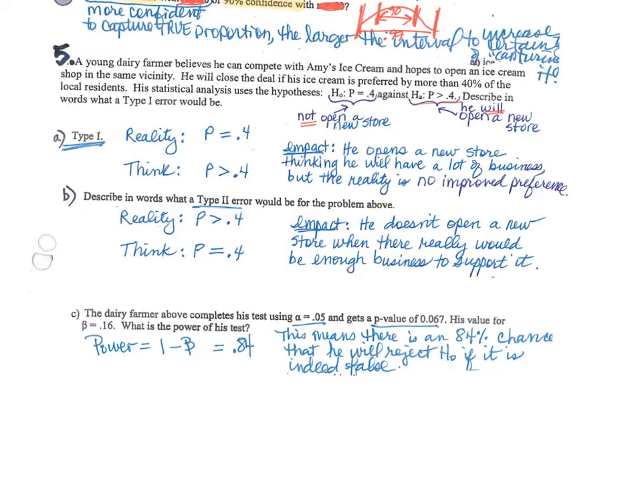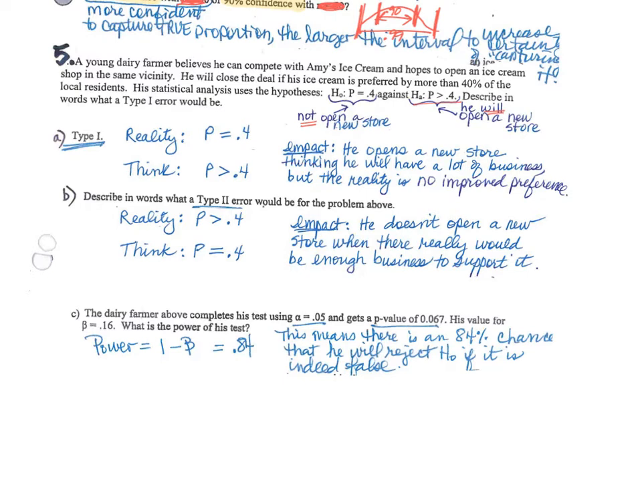So for part A, he thinks that people want the ice cream and he should open a shop when he really should not. The impact: he opens the new store thinking he will have a lot of business, but the reality is there was no improvement.